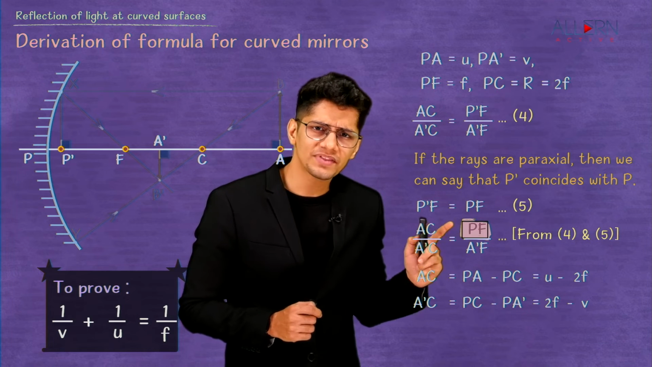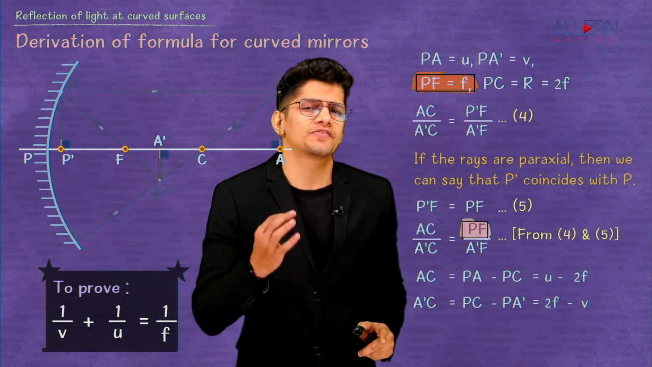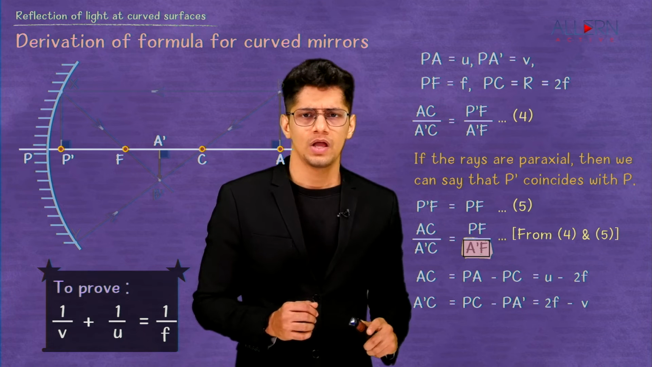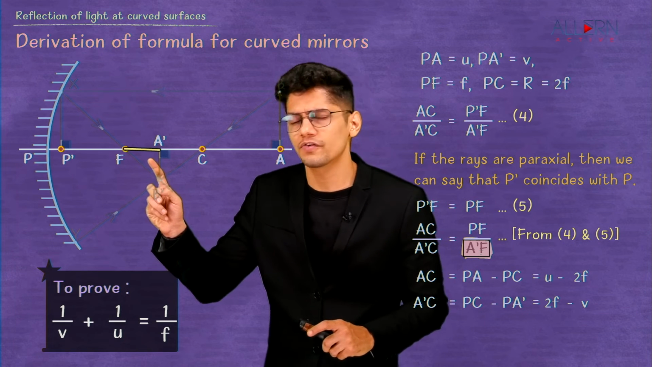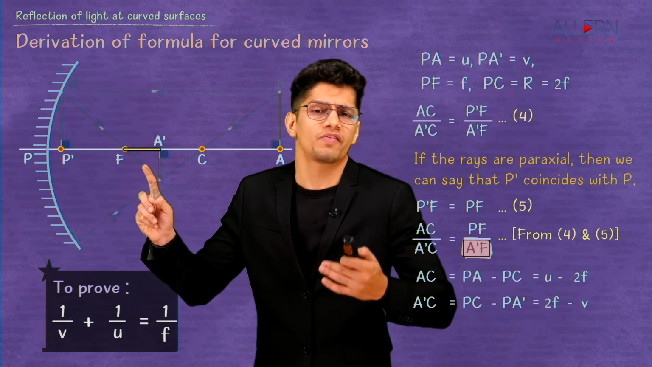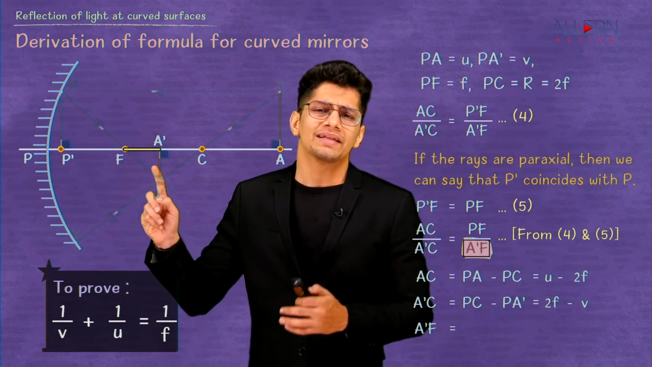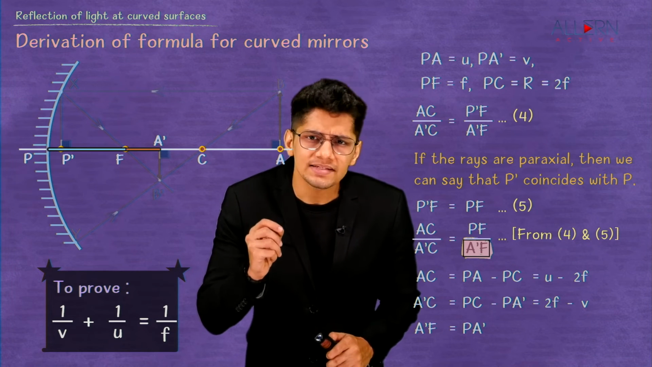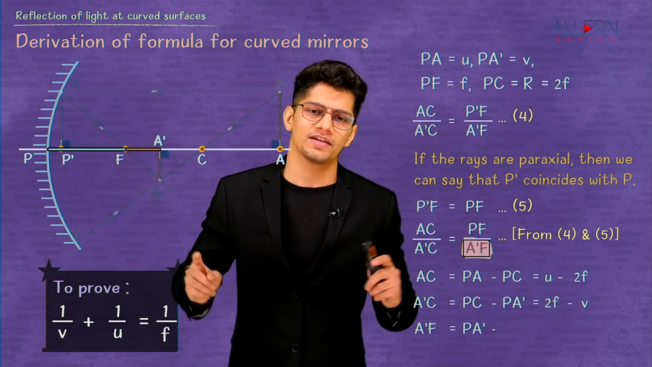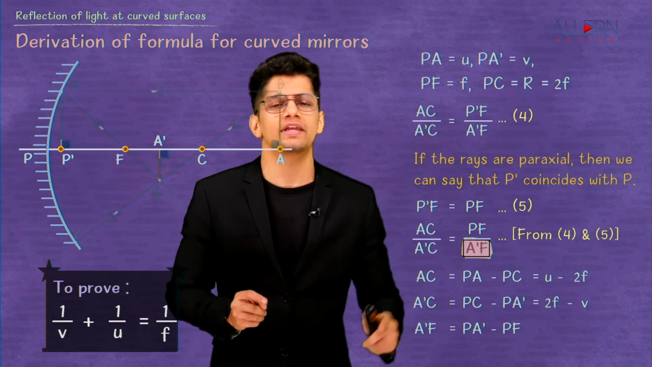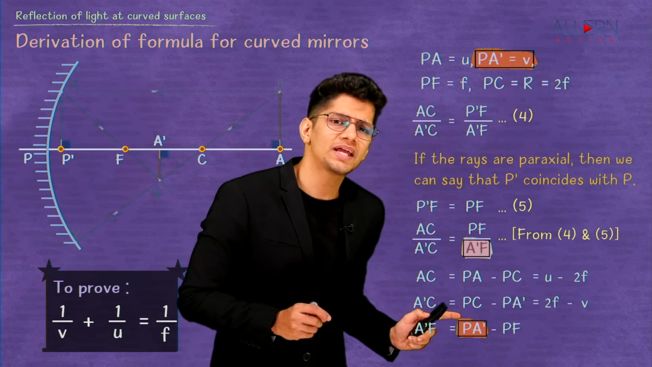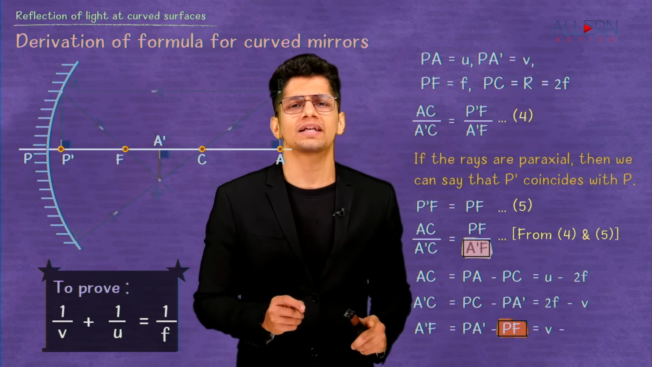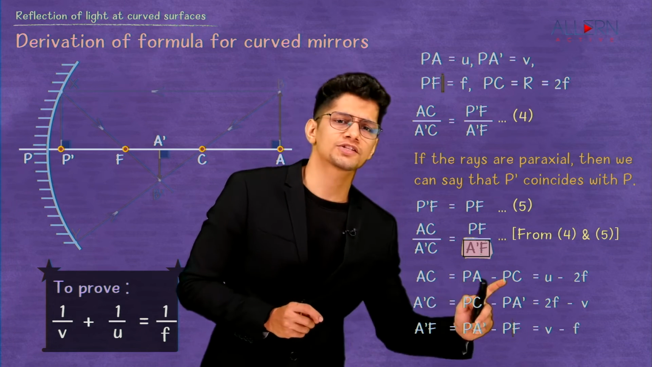Then we have PF, that is also equal to small f. That means we are not supposed to write that right now. And we have A dash F. Where is A dash F? A dash F is over here. And we know it is a part of a bigger segment. What is that segment? That segment is PA dash. So we write PA dash minus PF. Do we have the value of PA dash? Yes, that is small v. And we have the value of PF, that is nothing but small f. So we write small f.